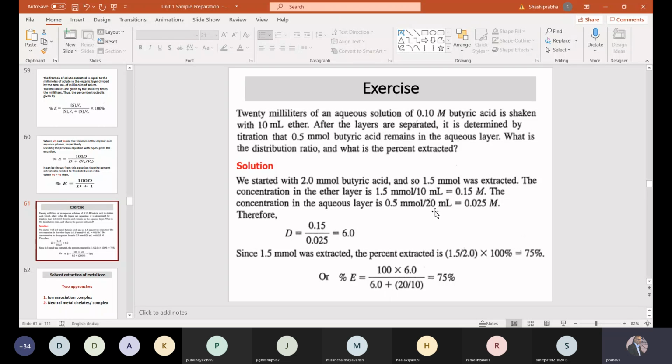So in this problem, the first thing we have understood is that percentage extraction is not an equilibrium constant. Distribution ratio is an equilibrium constant. We also learned how to find the millimoles of the amount extracted. We just need to determine, through any technique, how much was extracted and how much was present initially. Once we know these two, we can find the percentage extraction. Is it clear?